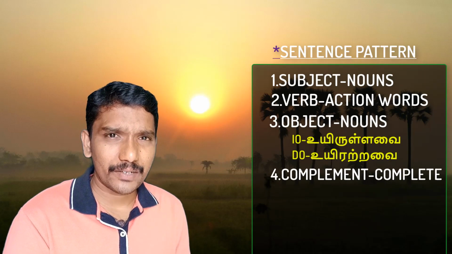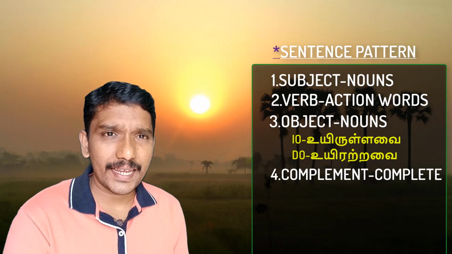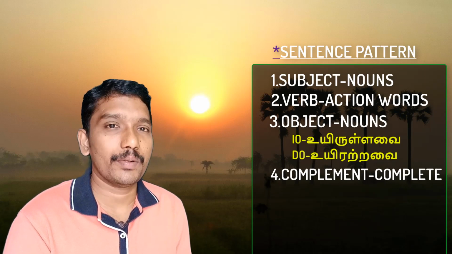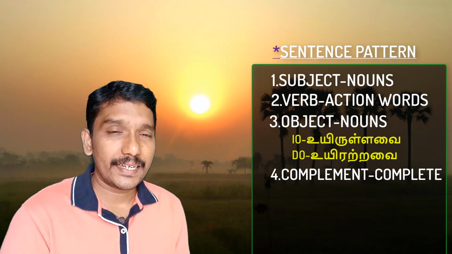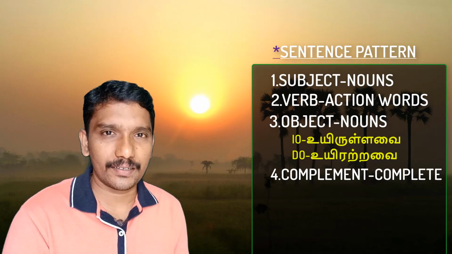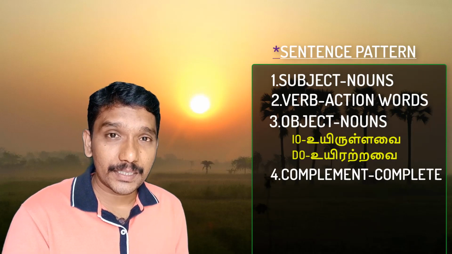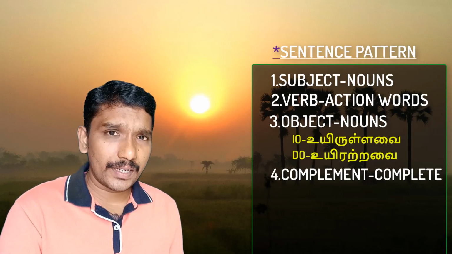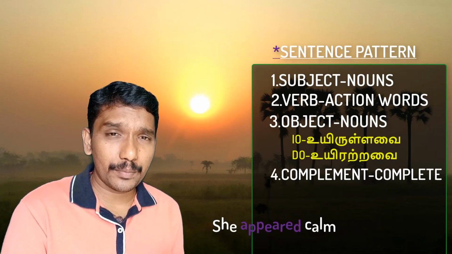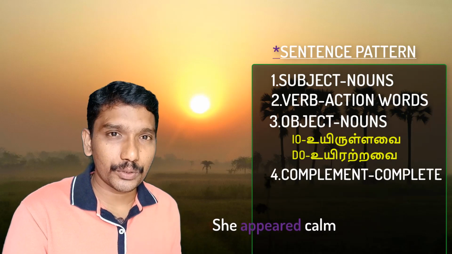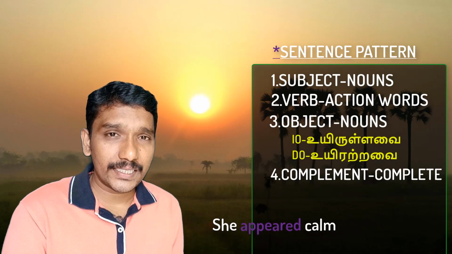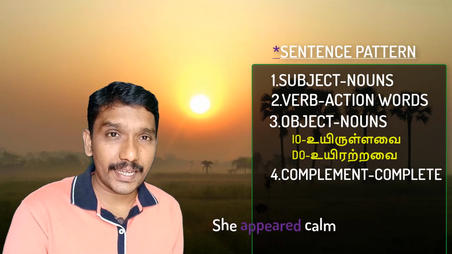So what is an inaction verb? First we have to know about it. In a given sentence, how can you find the inaction verb? The inaction verb just states the position of the subject. In an inaction verb sentence, the subject also keeps silent. For example, she appeared calm. Here the verb appeared states the position of the subject, and also the subject she remains silent. So these kinds of verbs are called inaction verbs.